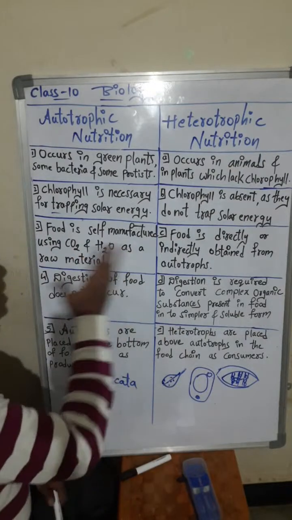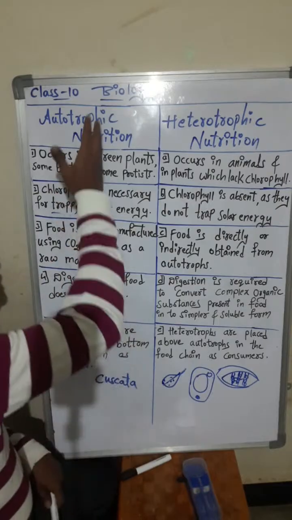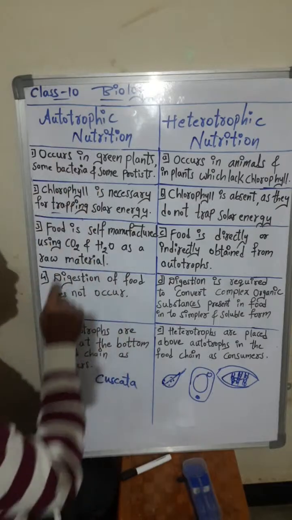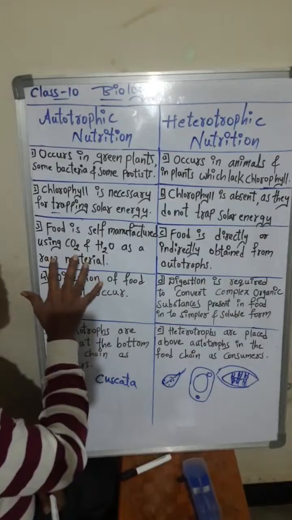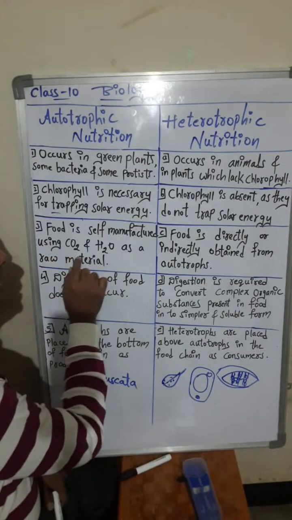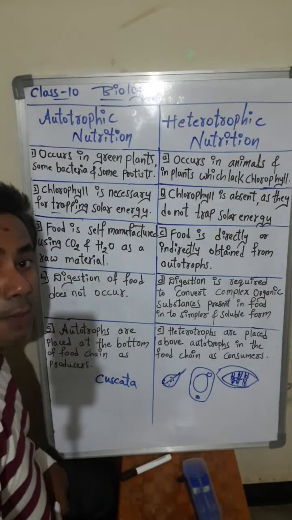So next one is food is self-manufactured. Where? In autotrophic. As they have chlorophyll, food will be self-manufactured. Prepare the food. What? Using carbon dioxide and water as a raw material.